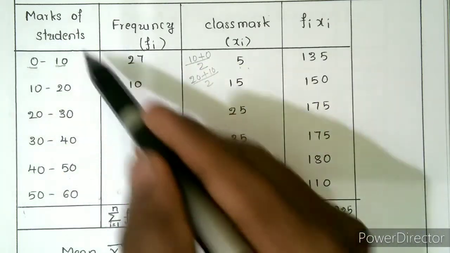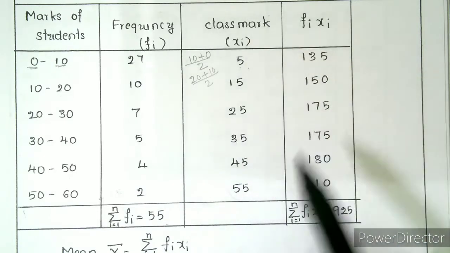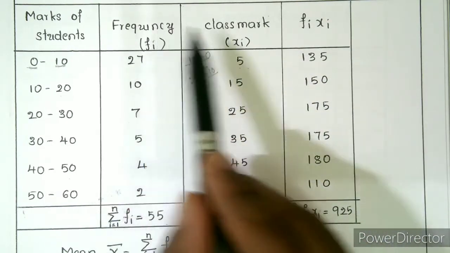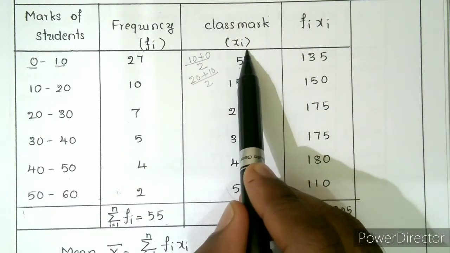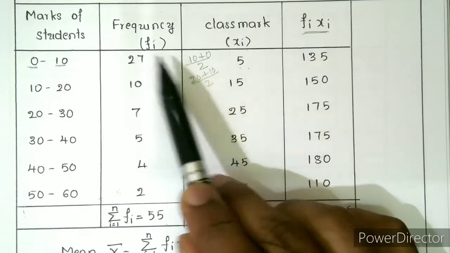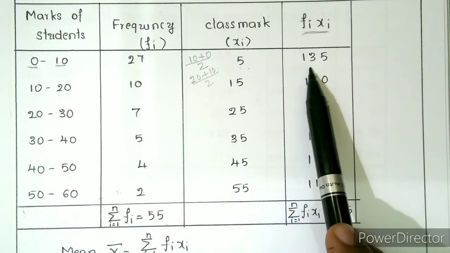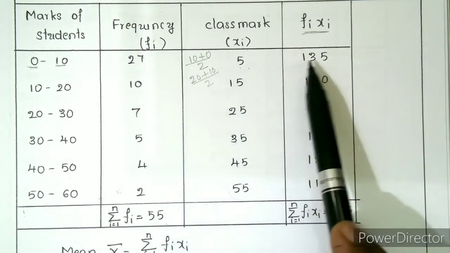So this is the class interval. This is the frequency. This column is the class mark, and this is the multiplication of fi into xi. So fi into xi: 27 into 5, you get 135.